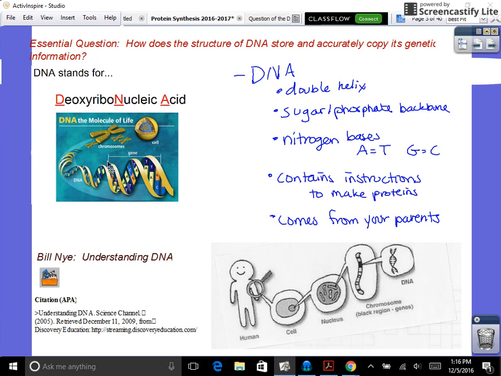Some things that you should know about DNA: it stands for deoxyribonucleic acid. As a class, we came up with some facts or some important things to remember about DNA. So if you want to take a chance to pause the video and write those down. We also took a look at this image.